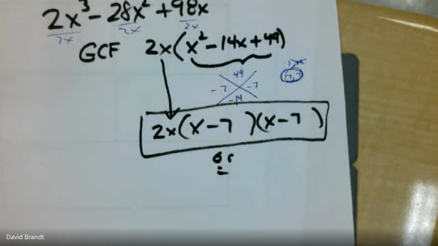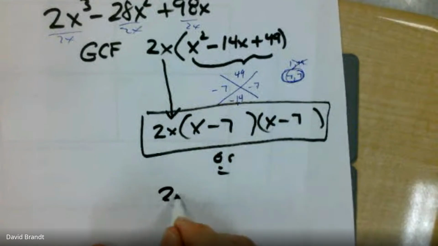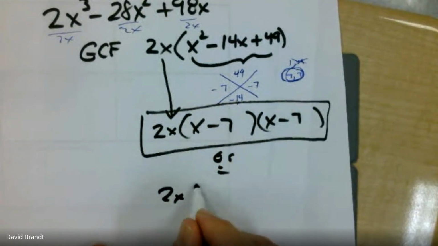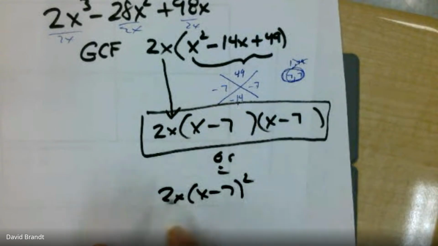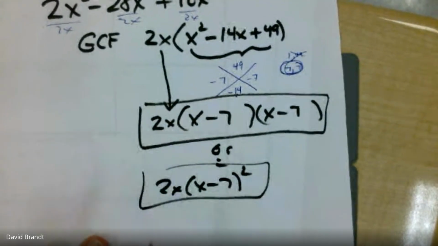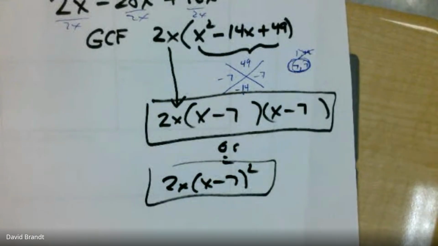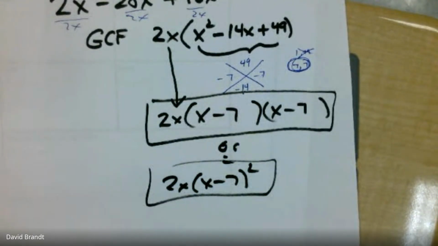Some of you might know another way to write that. You could write that instead of writing x minus 7, x minus 7, you could write x minus 7 squared. Both of those are correct, and I would accept both answers. All right, hopefully you know how to factor trinomials now, and you're ready to do the practice.